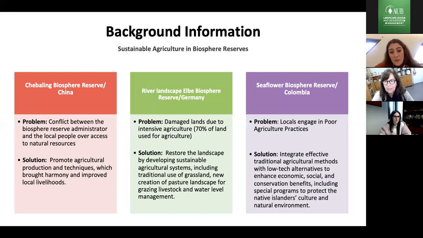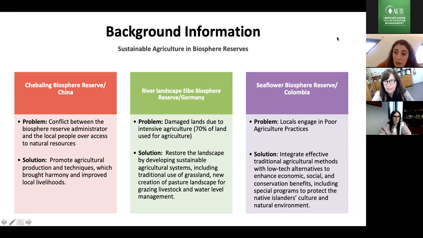And if we take the case of Germany, for example, the River Landscape Elbe Biosphere Reserve, we can see that the problem there was that 70% of land was used for intensive agriculture, which damaged the land. So the solution for managers was to restore the landscape through developing sustainable agriculture systems. For example, they use traditional use of grassland, new creation of pasture landscape for grazing livestock, and water level management.